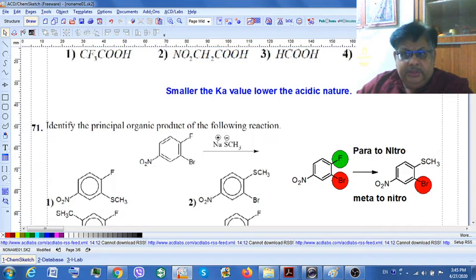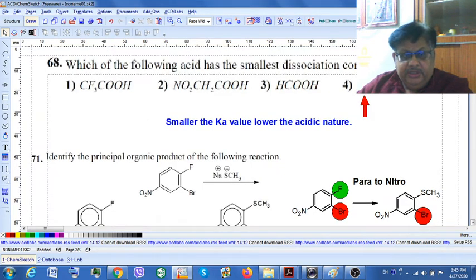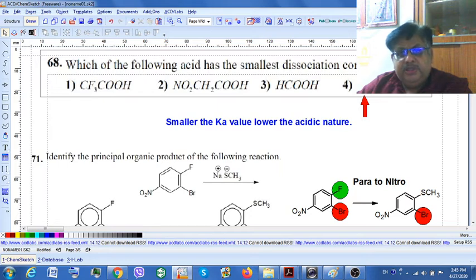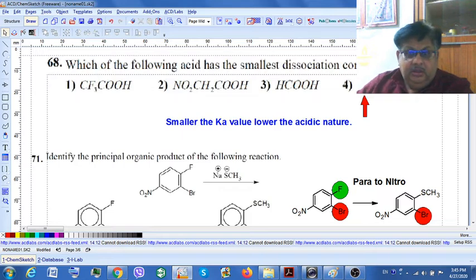Now this question here, question number 68, if you read the question, it talks about smallest dissociation constant Ka. Ka represents the equilibrium constant of an acid. The larger its value, the higher the acidity; the smaller its value, the lower the acidity. Now we look at the groups present here.